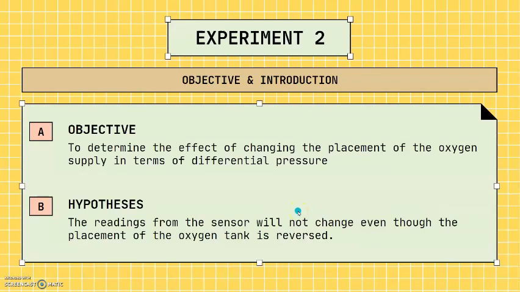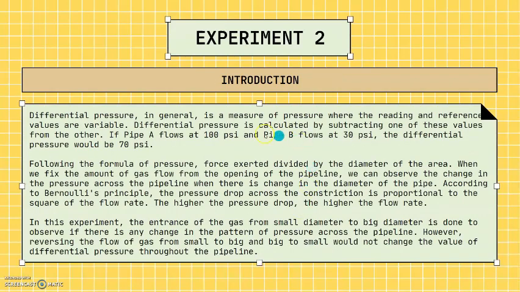So, for the introduction, differential pressure in general is a measure of pressure where the reading and reference value are variable. Differential pressure is calculated by subtracting one of these values from the other. For example, if pipe A flows at 100 psi and pipe B flows at 30 psi, differential pressure will be 70 psi. Following the formula of pressure, force exerted divided by the area.